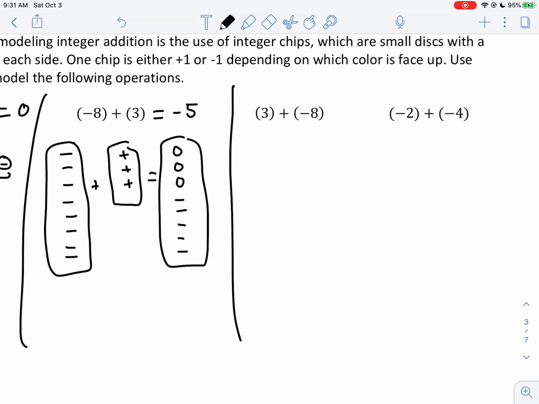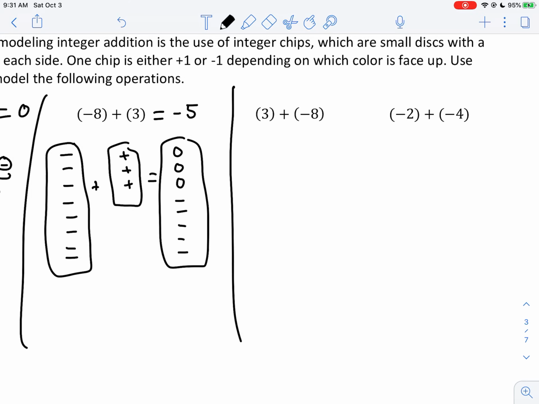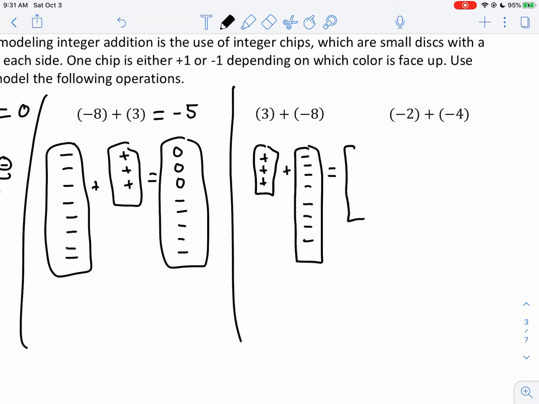Okay, notice what this is showing us is that if you start with 3 positives, so let's say we have plus, plus, plus, there's the 3 positives. We're going to add that to the 8 negatives, 1, 2, 3, 4, 5, 6, 7, 8. We're going to wind up with getting 5 negatives still. Don't worry about putting the zeros in there if you don't want. Notice I put the zeros here, but feel free not to put them if you don't want to.